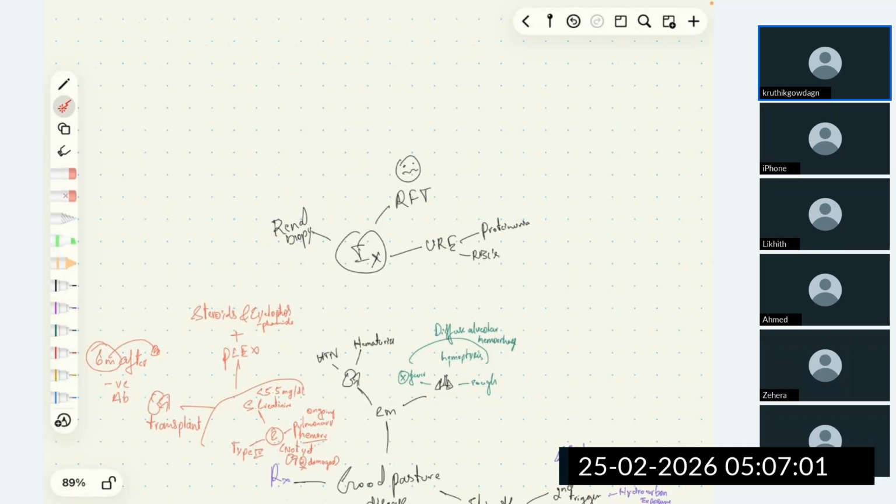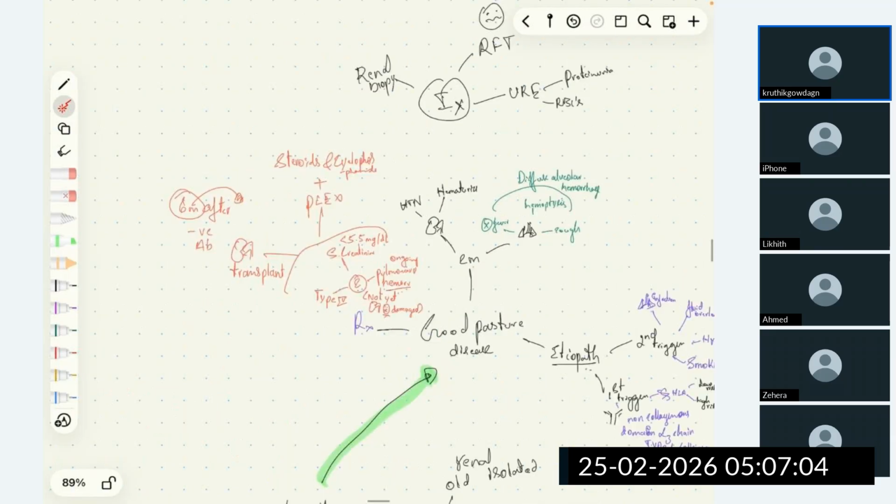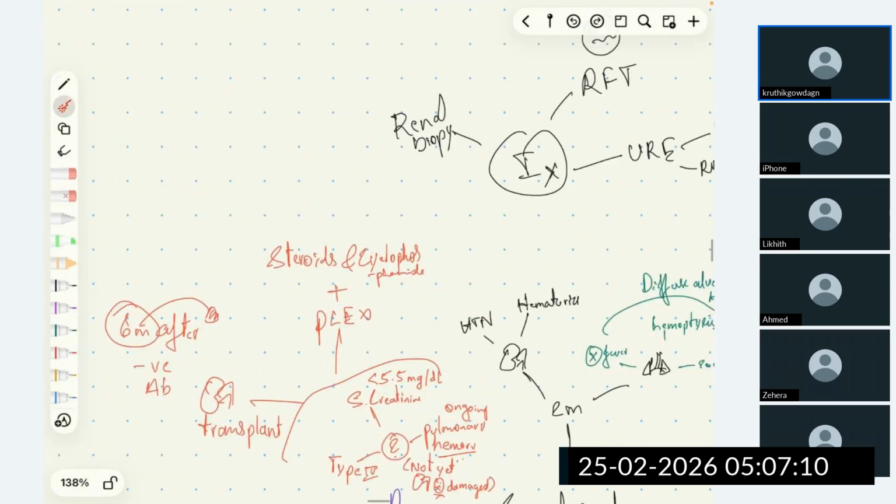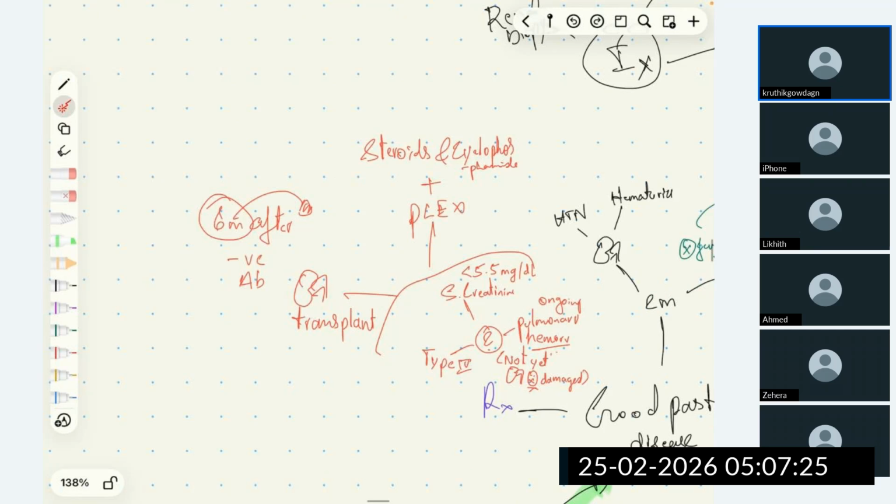Now, what is the treatment of this disease? Since it's due to production of antibodies as a primary trigger, we can do PLEX, that is plasma exchange. Along with plasma exchange, we can immunosuppress the patient with steroids and cyclophosphamide. And we consider renal transplant in the patients after 6 months of antibody negativity.